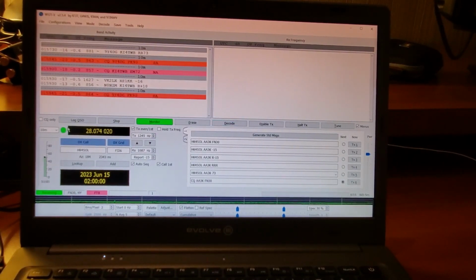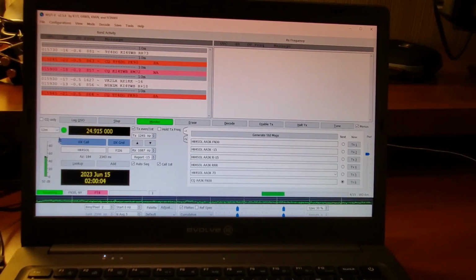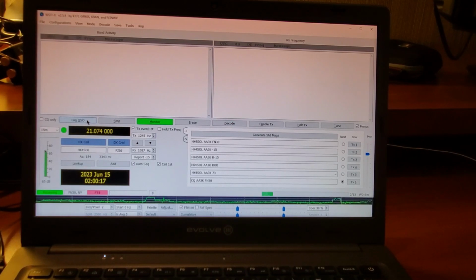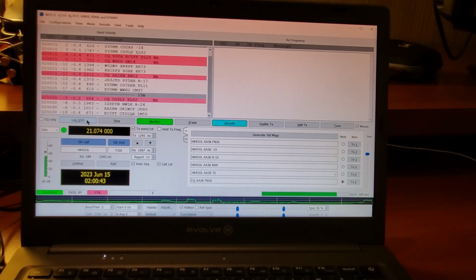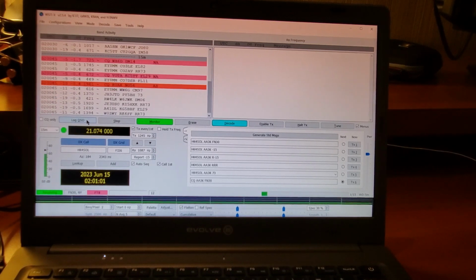Okay, 15 meters. Significantly more signals. Already more stations in the first pass. Four stations in the second pass. And I have not even tweaked up my ZM2 antenna matching unit. And a boatload in the third pass. Excellent. 20 meters.